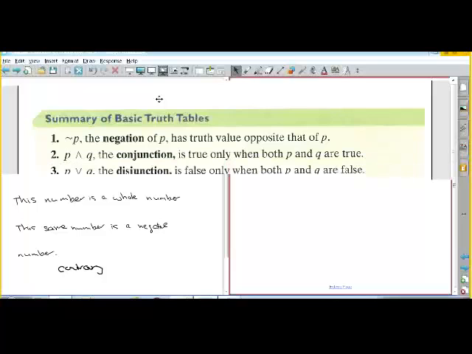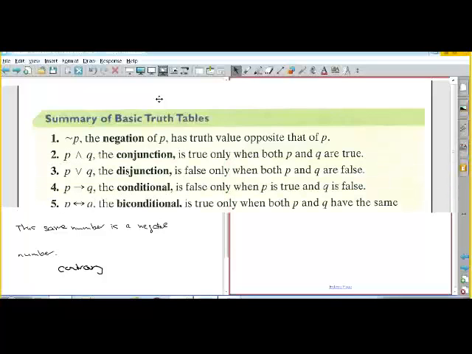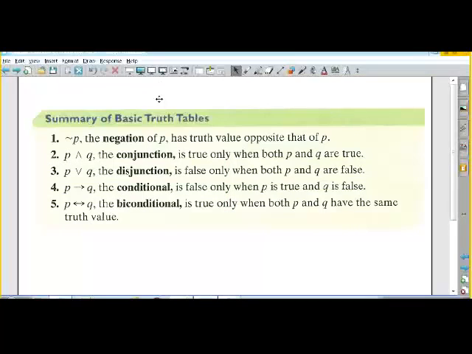Okay, so this is a summary. It's in your book. It's just a summary of the truth tables, but just doing it verbally. We've gone through this before, so I'm just going to review it. When you negate something, you change the truth value, true to a false and a false to a true. We've done that many times.